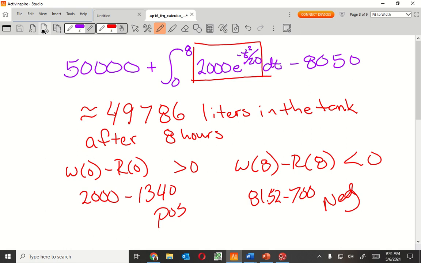So is there a change of sign? Since there's a change of sign, that means at some place, using the Mean Value Theorem, it's got to become 0. Because right here it is greater than 0, over here it's less than 0. At some point, because of that, W of T is equal to R of T, somewhere in there.